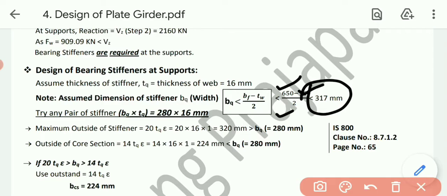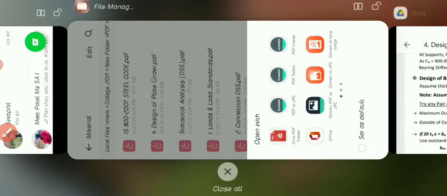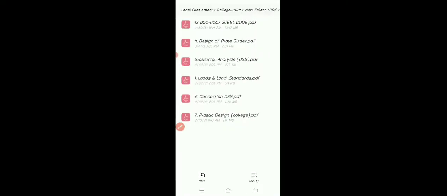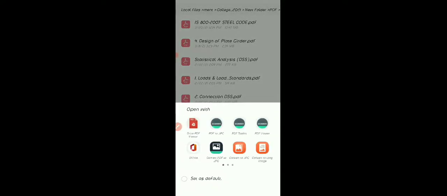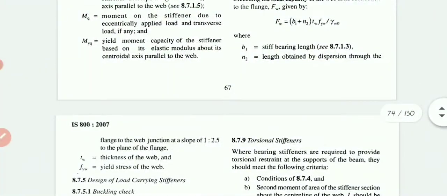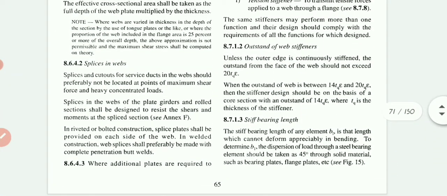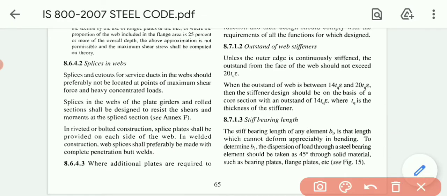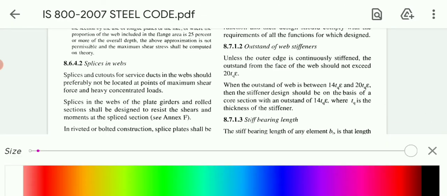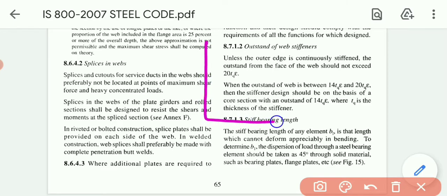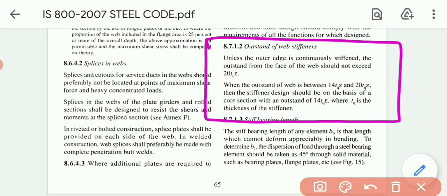So for that, they have also given us the criteria for the width of the stiffener in the code, that is on page number 65. So we will go to page number 65. Clause 8.7.1.2, outstand of the web stiffener.